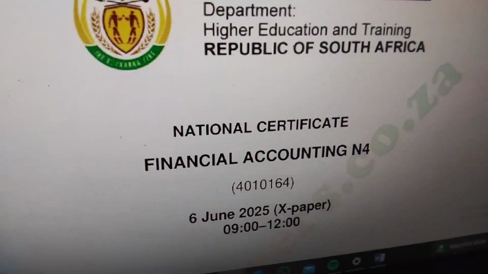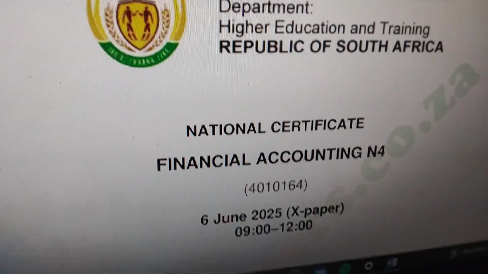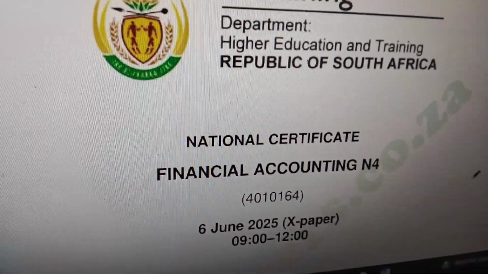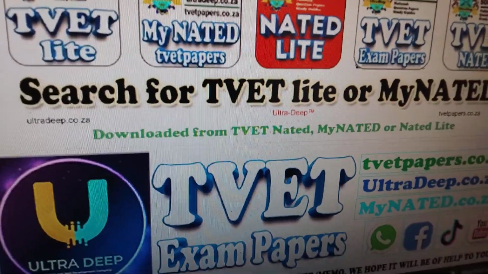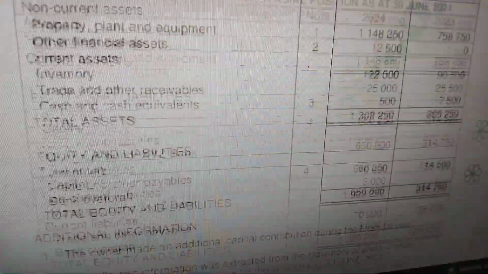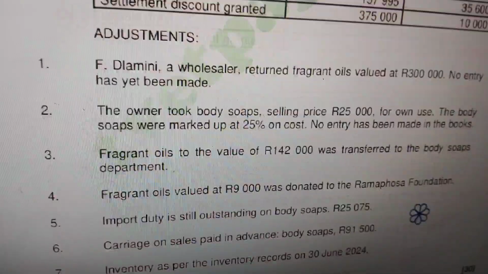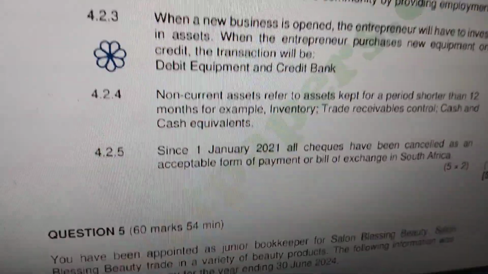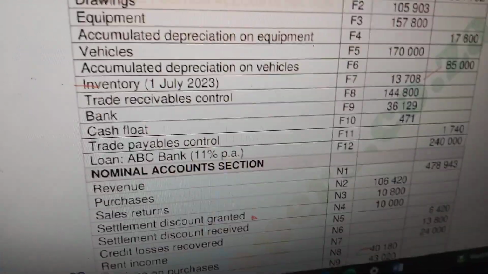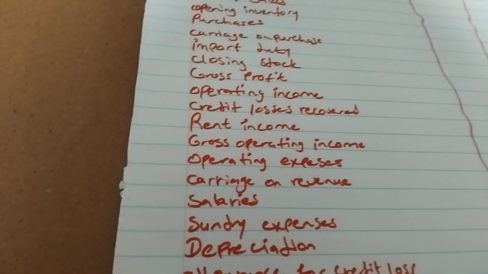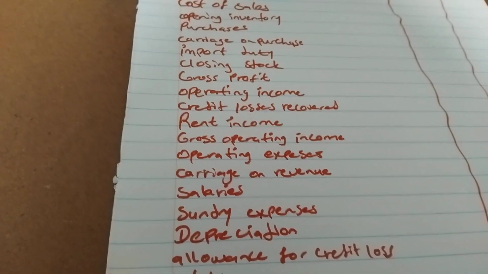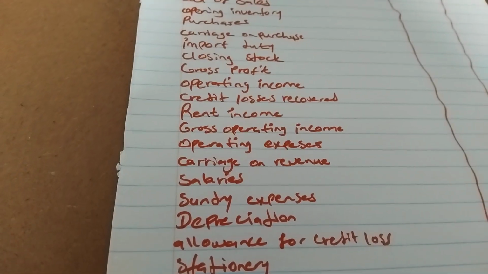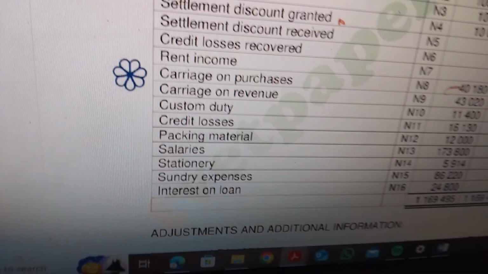So, this is the financial accounting info. The focus is the income statement. That's what we're going to focus on. Here I've already drawn up the accounts and everything that will be needed in the income statement. So this is our income statement, by the way.